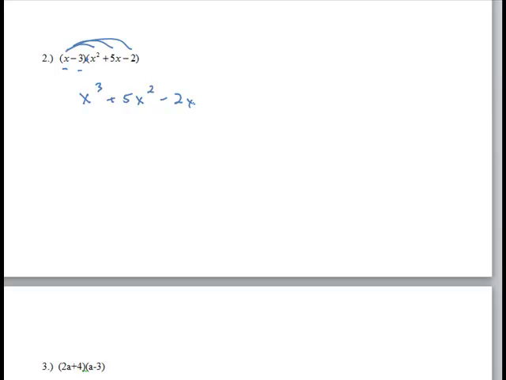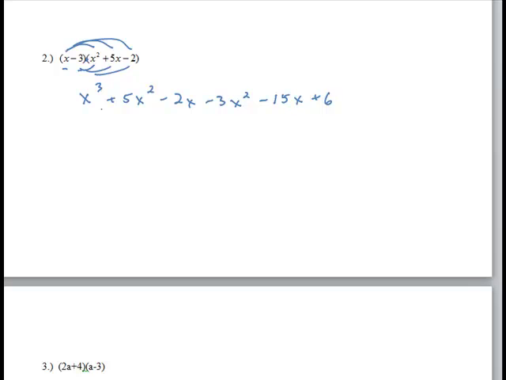Do the same thing for the second term, then negative 3. Distribute it to all three terms in the second polynomial. Negative 3 times x squared, negative 3x squared, negative 3 times 5x, negative 15x, negative 3 times a negative 2, positive 6. So we've done the multiplication, no division, so the last step, addition or subtraction.